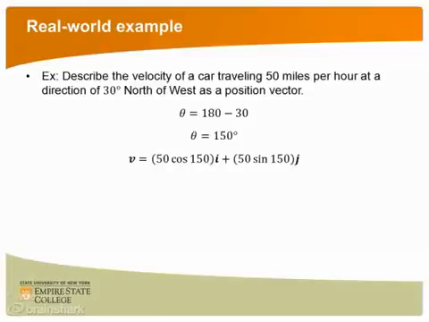Now we can plug our information into the formula. This gives us the position vector v equal to negative 43.3i plus 25j.